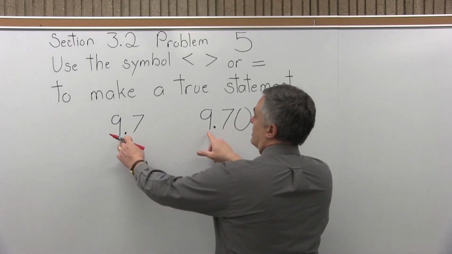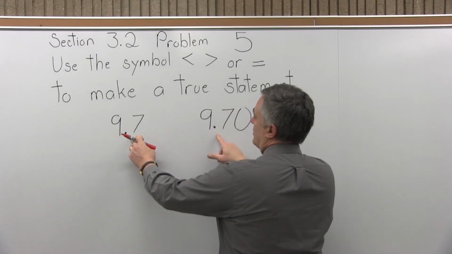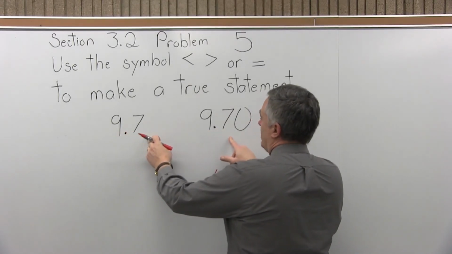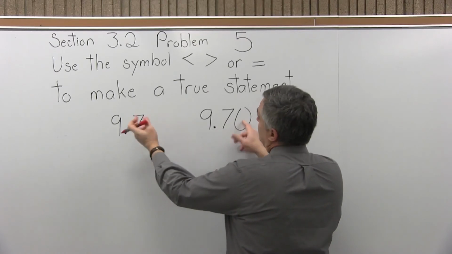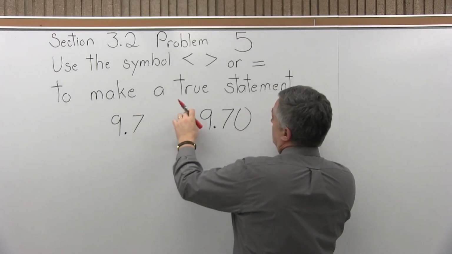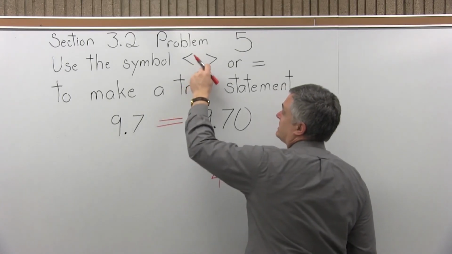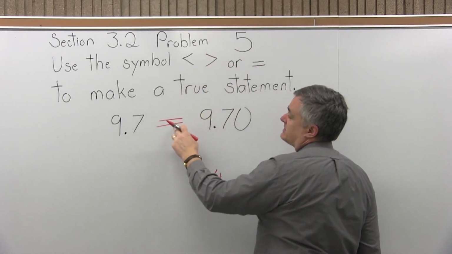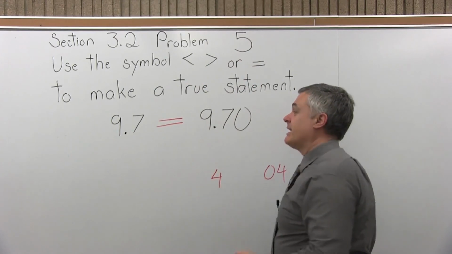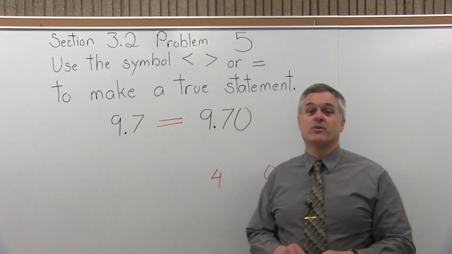And you can even go through. The leftmost digit matches, go one digit to the right, that matches. One digit to the right, the 0. Essentially, you could put in a 0. You could put in several zeros after each one. So the symbol that we have to choose from that would make the statement true is equals. 9.7 is equal to 9.70.